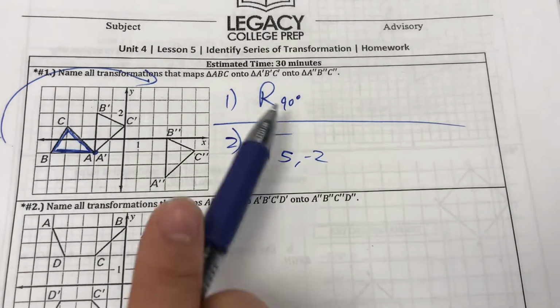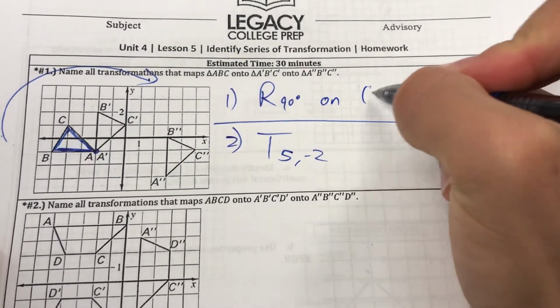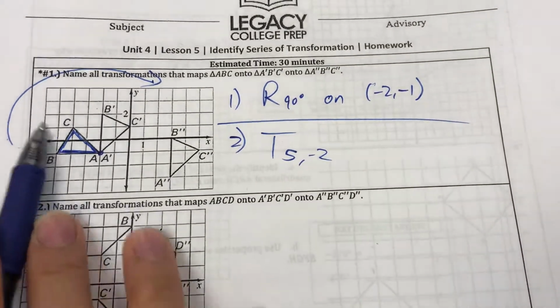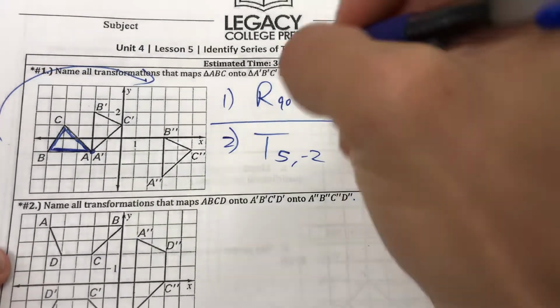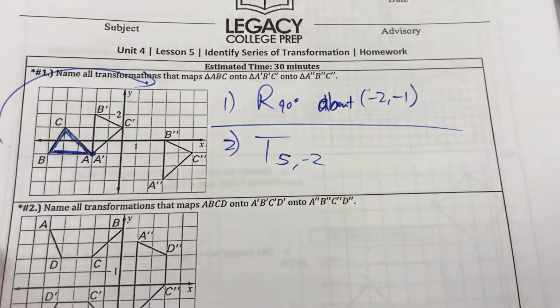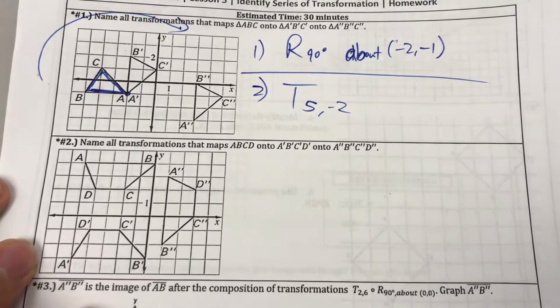That's how we would get this transformation, to go from regular ABC to A prime, B prime, C prime: rotate 90 degrees about -2, -1, right? Along that point. We didn't rotate about the origin, we rotated 90 degrees about -2, -1. All right, so far so good.